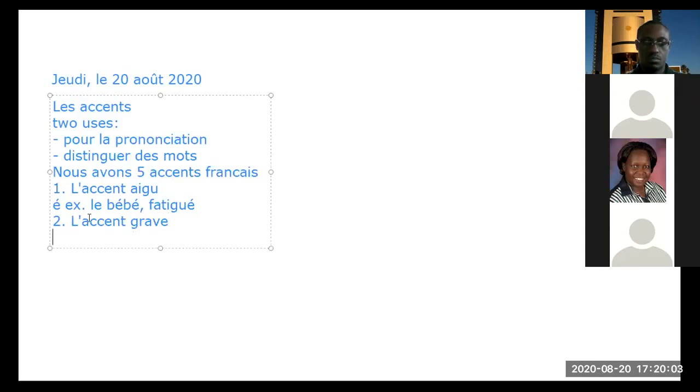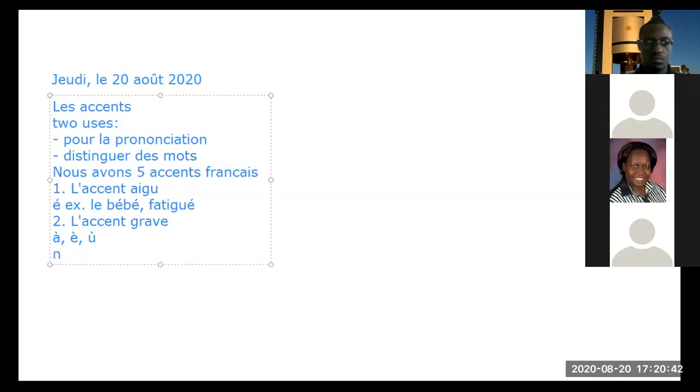Let's go to our next accent, and that is l'accent grave. L'accent grave faces the opposite direction of accent aigu. It is normally found on letter A, letter E and letter U. This accent mostly does not affect the pronunciation, but we use it to distinguish one word from another one.